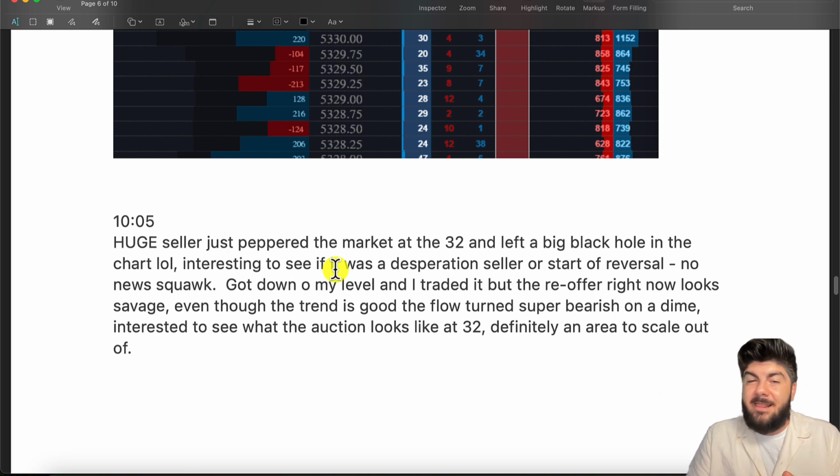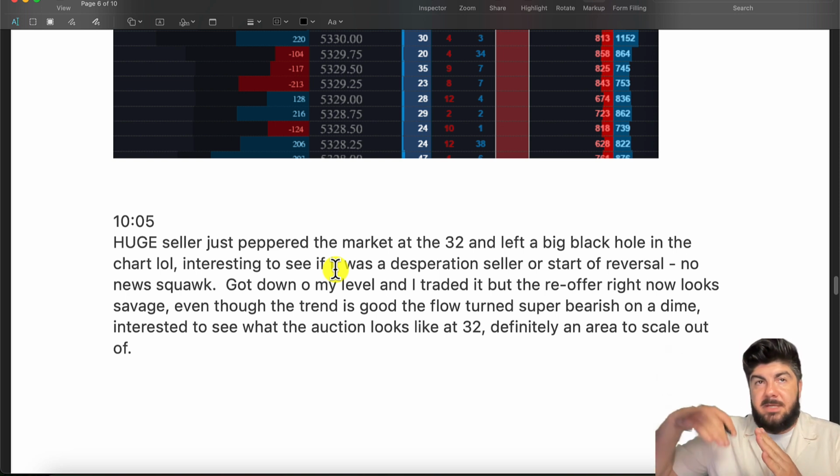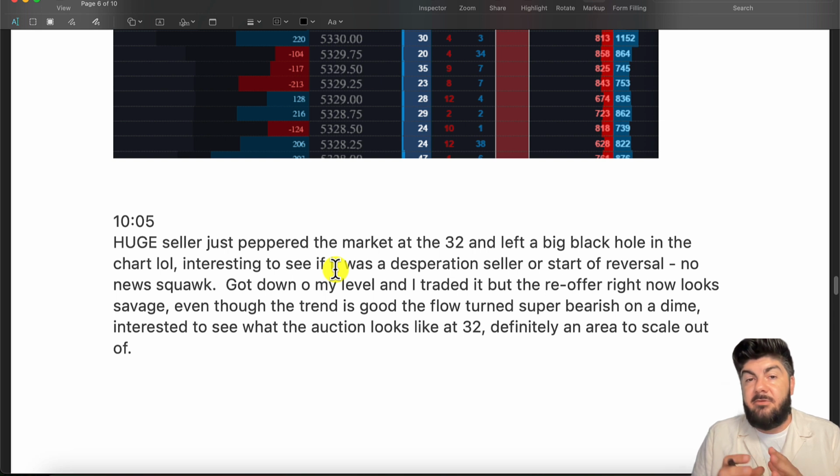Got down to my level. It's probably meant to be a 2. And I traded it, but the reoffer right now looks savage, meaning there's people selling, coming back in on the offer. They're reloading the sell side. Even though the trend is good, the flow turns super bearish on a dime, meaning the order flow. We had a nice upside trend, but it turned super bearish, which means downside buyers just stepped in and they're reloading that order.